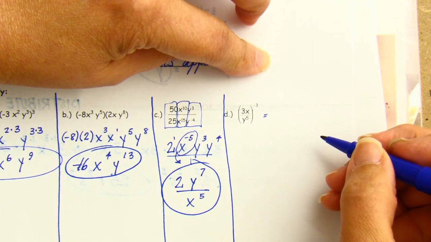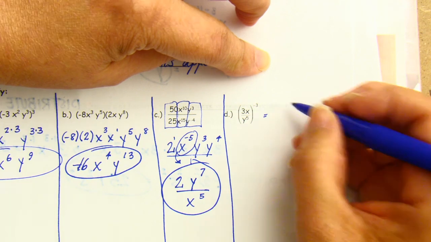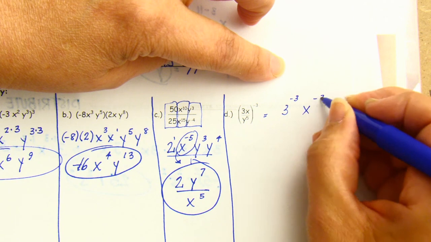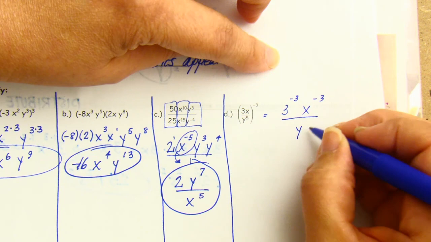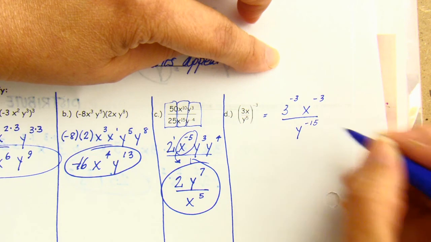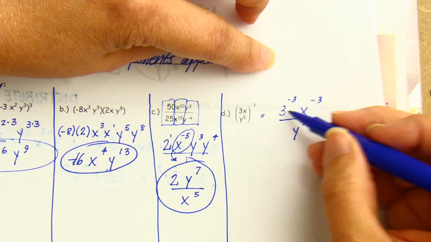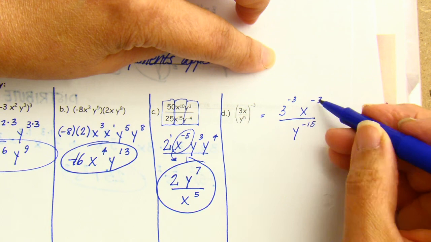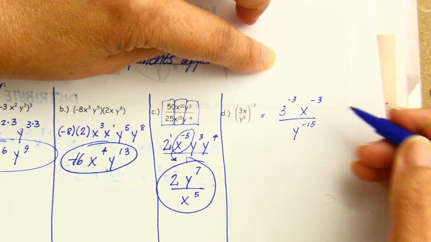I think I am going to distribute the exponent. This would become 3 to the power of negative 3, x to the power of negative 3, divided by y to the power of 5 times 3, 15. And don't forget it's negative because one of those are negative. Now I've got to take these two elements, or bases, to the denominator to make those exponents positive, and I have to take this base up top. So I'm just going to flip it.